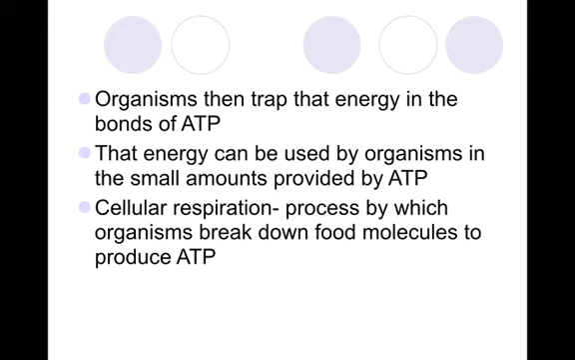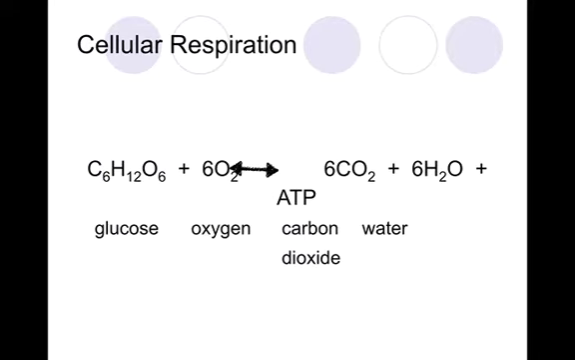So organisms then trap the energy in the bonds of ATP. It is used by the organism to produce small amounts provided by the ATP. And then cellular respiration is the process that does that. It breaks down the food molecules to produce the ATP. And here's our formula for that. We have glucose, oxygen, it creates ATP, carbon dioxide, and water.